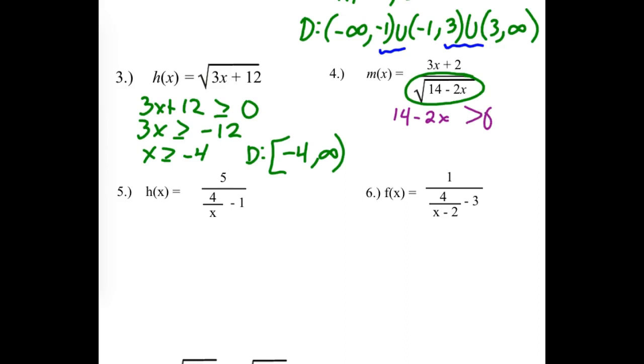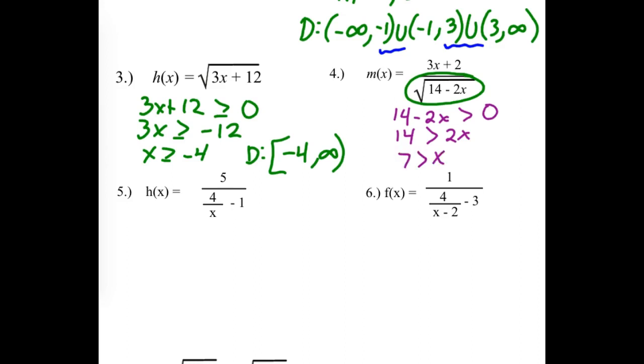Does that make sense? Okay. How would we solve that? And then I added it to this side. And then divide by 2.